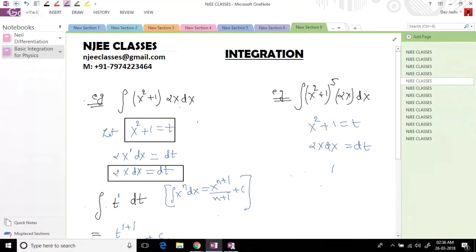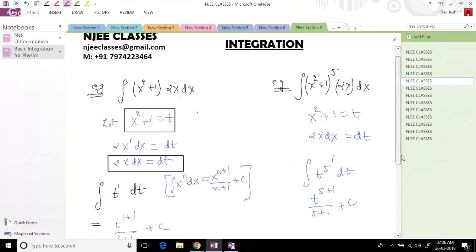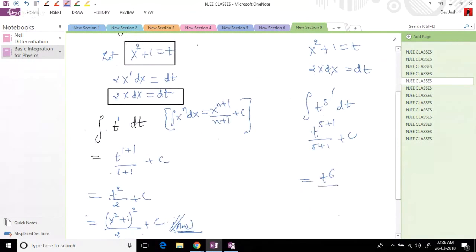I put the values over there. So the integral of t⁵ and 2x dx is dt. Correct? So that is going to be equal to t to the power n plus 1 upon n plus 1, plus c. So it is going to be t⁶ upon 6 plus c. That is what my answer is. Clear? So on the basis of these two examples, I hope that you understand.